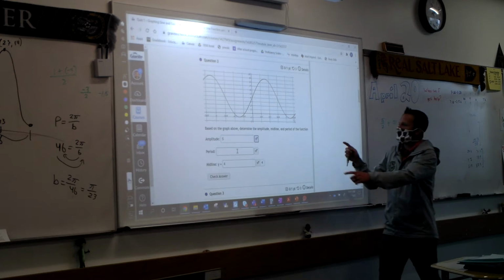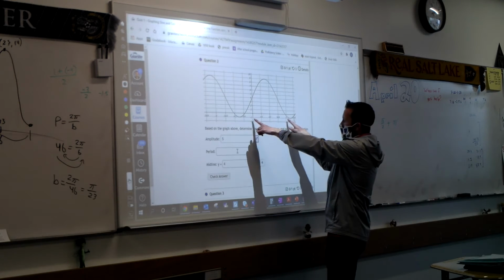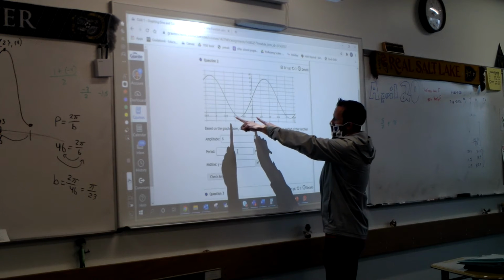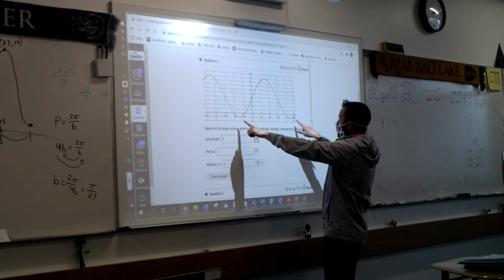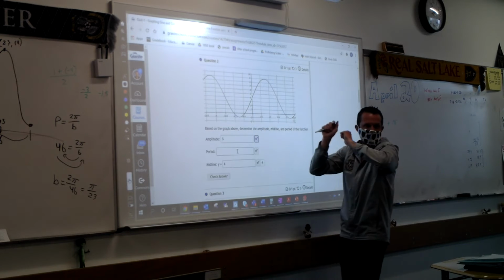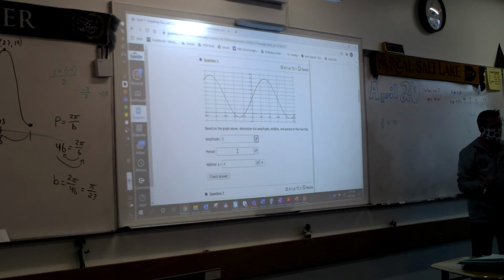Does that make sense? Because on this side, we shifted it to the left of pi, so I've got pi, and we shifted it left of -pi halves. So the total length here is going to be pi plus pi halves. What's the rule with adding fractions?